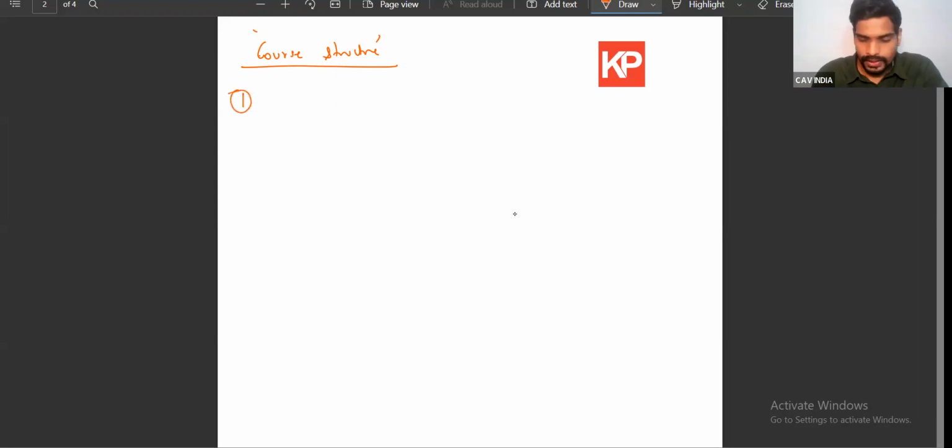The first module is Basics of Design, where we basically focus on the basic concepts of design like color theory, principles of design, and the basic applications of design. So that is the first aspect, basics of design, which is important for all the design courses for that matter. The second module is visualization of objects.